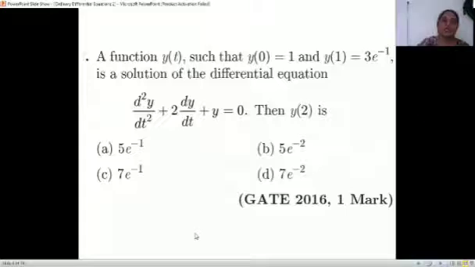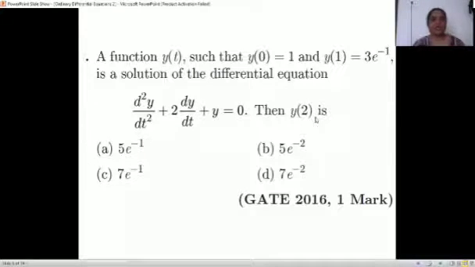Okay. The next question is a similar one. A function y of t such that y of 0 is 1 and y of 1 is 3 into e raised to minus 1 is a solution of the differential equation. The equation is given to you, and you are asked to find the value of y of 2. Okay, I can give you some hints, but you have to solve this now. Please solve, and I'll ask someone to unmute and tell me the answer, or at least to tell me the roots.